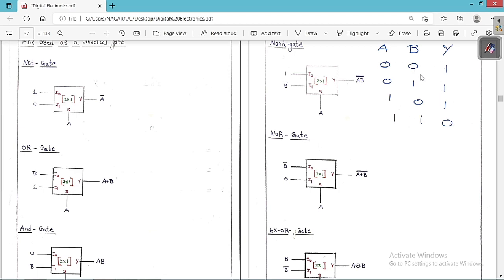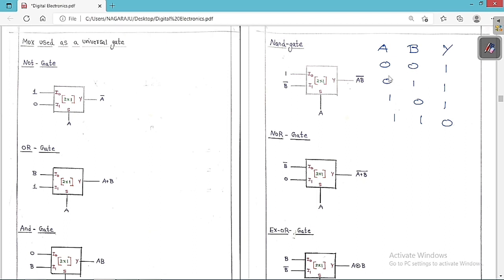Now suppose A is equal to 0. Then if B is equal to 0, Y is equal to 1, and if B is equal to 1, Y is equal to 1. So irrespective of B, we always get 1. So here, I0 is going to get activated for A is equal to 0, and for I0 we have to give 1. Similarly, when A is equal to 1, I1 is going to get activated. If B is equal to 0, Y is equal to 1. If B is equal to 1, Y is equal to 0. So it is the complement of B. So you have to give the complement of B here.